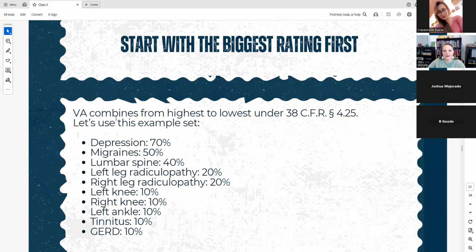So the VA combines the highest rating, going back to the ratings, using this 38 CFR 4.25. Depression 70%, because remember, we start off with the highest. Migraines at 50, lumbar spine at 40, left and right radiculopathy 20%. We're going to talk about bilateral factor in a moment, but that would add in bilateral factor. Left knee and right knee, that's another bilateral factor. Your ankle, your tinnitus, and GERD. And this person would be at 100%.